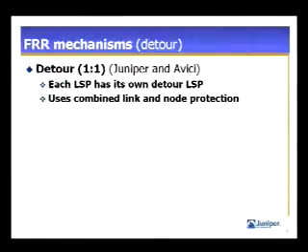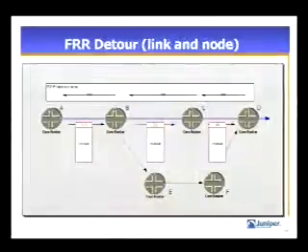The first of which is something called the Detour. This is currently implemented by both Juniper and Avici networks, and this is a one-to-one method of backing up your protected LSP. This means, in essence, that each protected LSP has its own dedicated detour to use. Detours also happen to use a combination of link and node protection. And again, the animation's not there on the web, but it is up here.